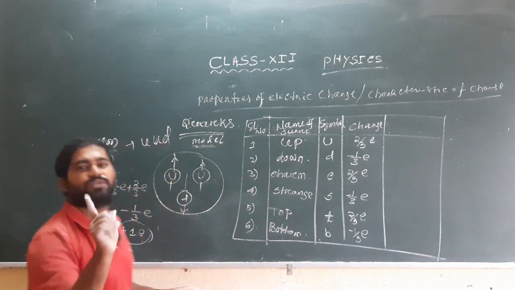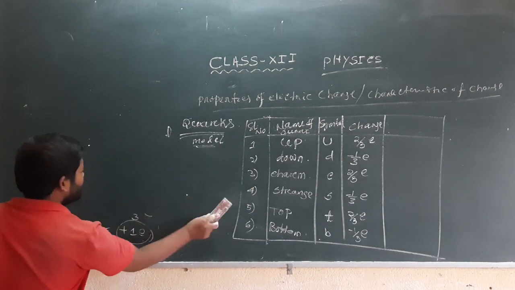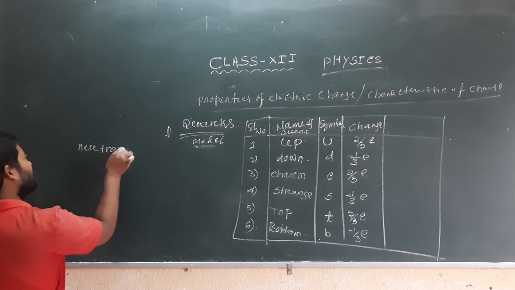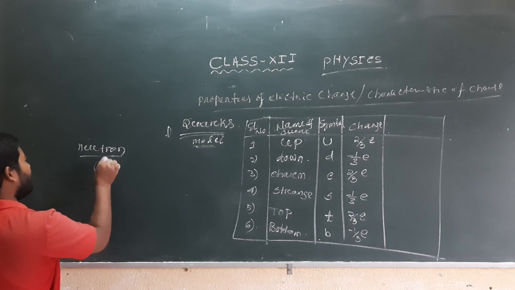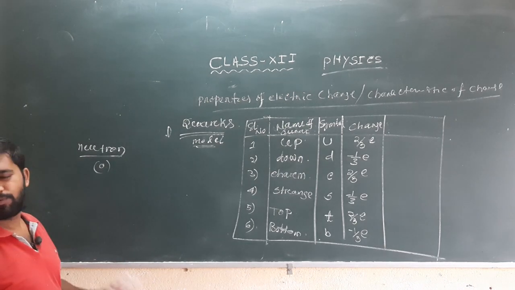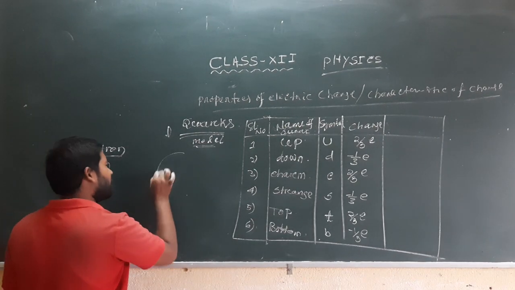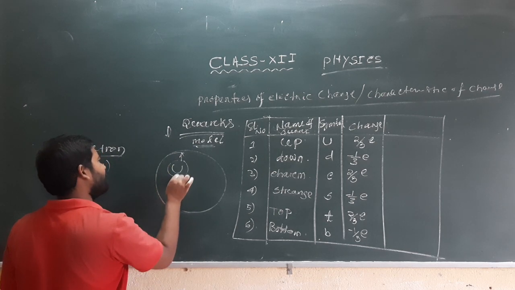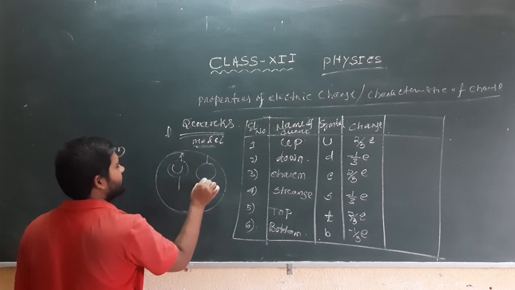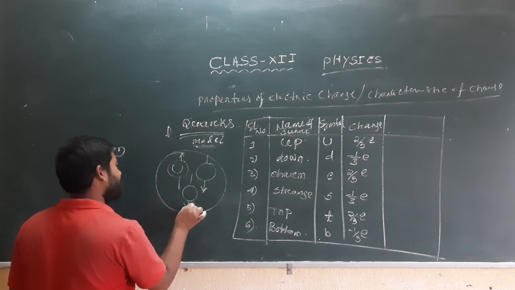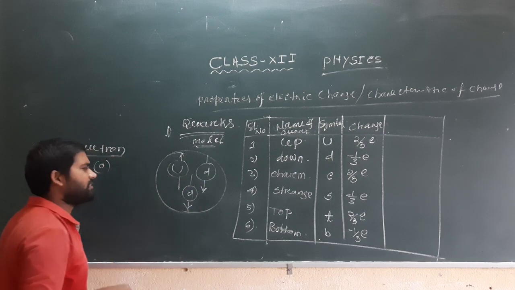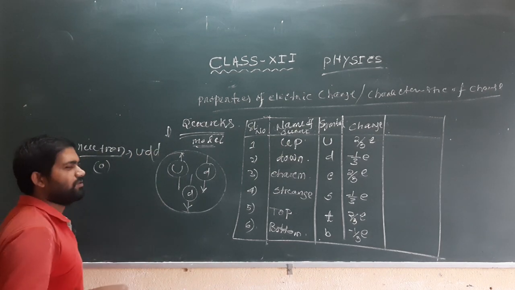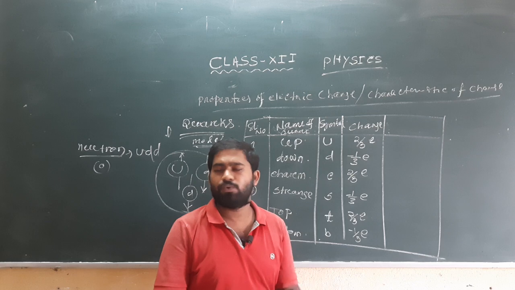How can we represent the neutron as quarks? The neutron's charge is 0, being a neutral particle. In the quark model, we write the neutron as consisting of one up quark and 2 down quarks. There are 2 down quarks present inside the neutron. So a neutron can be represented in quarks as UDD: one up quark and two down quarks.